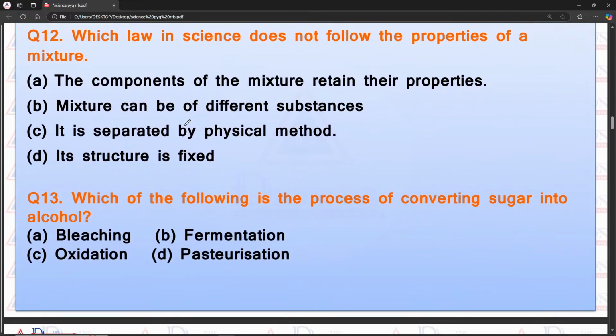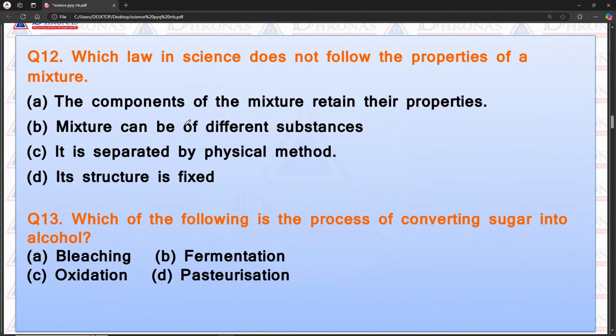Next, question number 12. Which law in science does not follow the properties of a mixture? So, इनमें से जो चार ऑप्शन दिया गया है उसमें से कौन सी प्रॉपर्टी मिक्सचर में फॉलो नहीं है? ऑप्शन ए, द कंपोनेंट्स ऑफ द मिक्सचर रिटेन देयर प्रॉपर्टीज. मिक्सचर कैन बी ऑफ डिफरेंट सब्सटेंसेस. ये फर्स्ट वन इज करेक्ट. मिक्सचर में जो भी आपका कंपोनेंट्स है वो अपने प्रॉपर्टीज रिटेन करते हैं, कोई नया प्रॉपर्टी वाला आपको कुछ भी नहीं मिलता है. दूसरा क्या है?